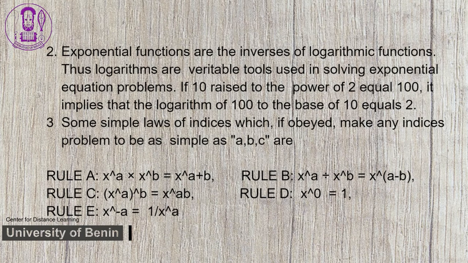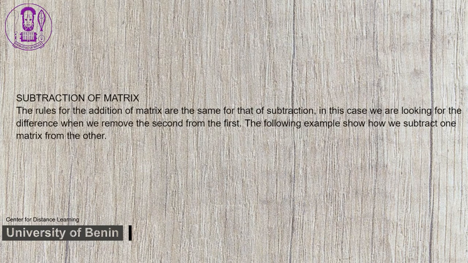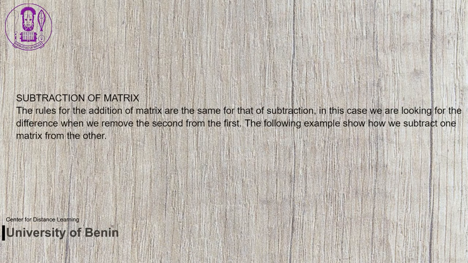Addition of matrices. In the addition of matrices, it is important for the two or more matrices to be added to have the same dimensions, that is, the number of rows and columns of each matrix is identical to each other. When this is established, their respective elements are added together. We say that matrix addition is an element-wise addition. Subtraction of matrices. The rules for the addition of matrices are the same for subtraction. In this case, we are looking for the difference when we remove the second from the first. The following example shows how we subtract one matrix from the other.